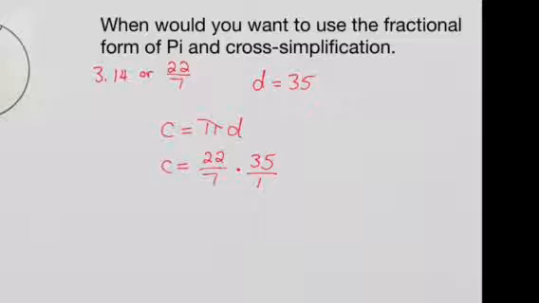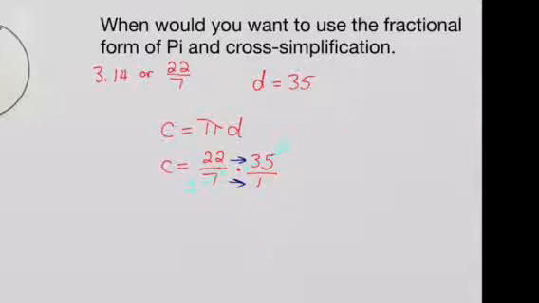Now remember, when we regularly multiply fractions, not doing a proportion, we multiply straight across. So what I'm going to do is I am going to cross simplify. In other words, how many times can 7 here go into 7? It can go 1 time. How many times can 7 go into 35? It can go 5 times. So now I'm going to multiply as usual.